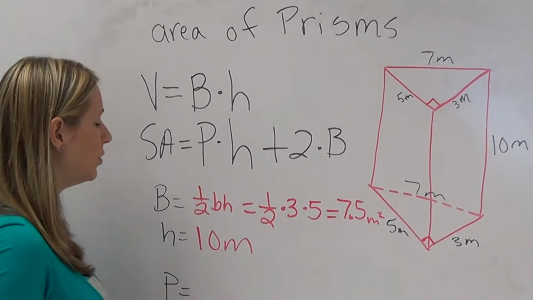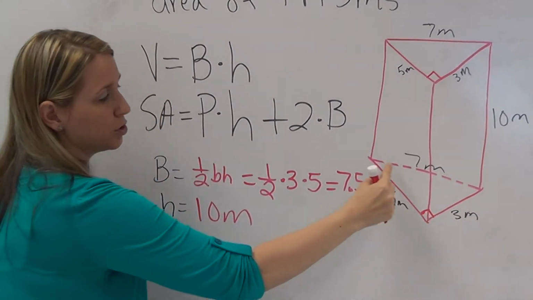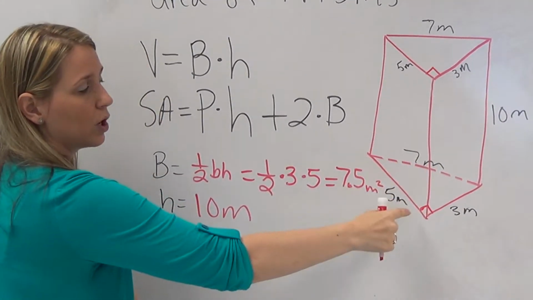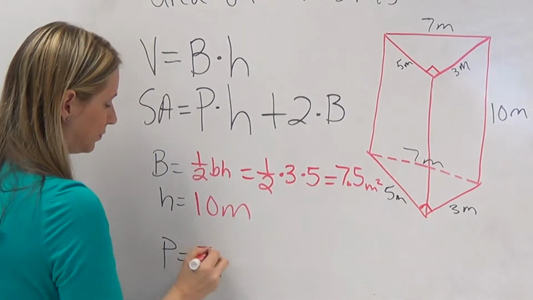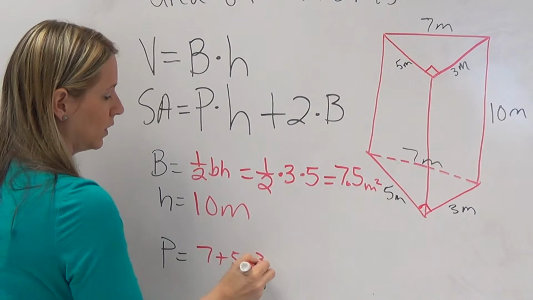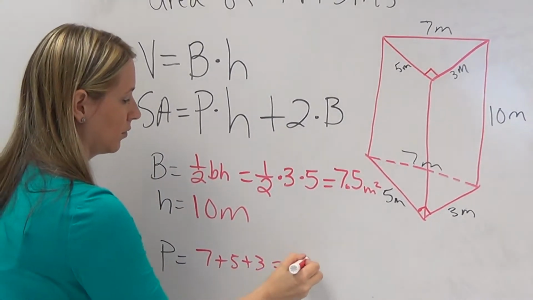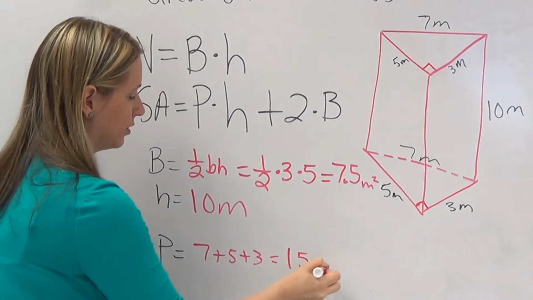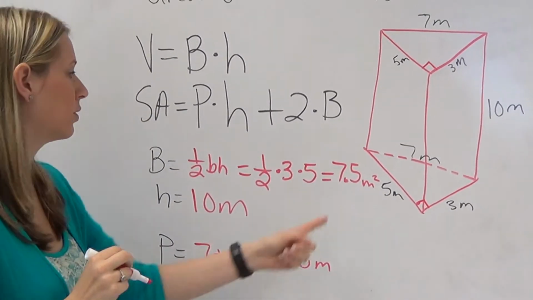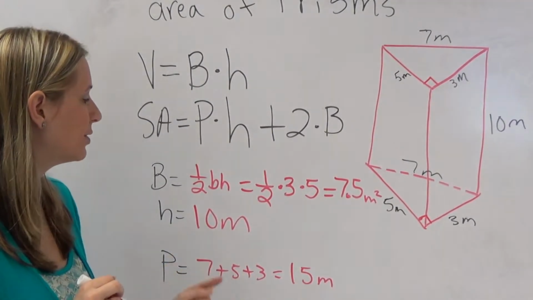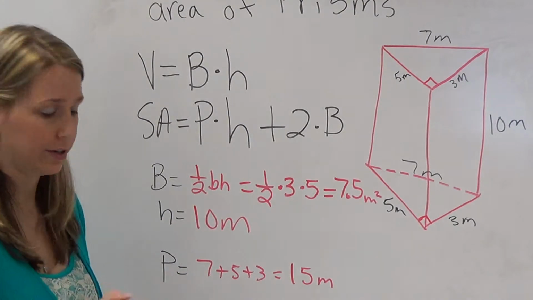Okay? And then we need the perimeter of the base. The perimeter of the base is the triangle. To find the perimeter of a triangle, you just add all three sides. 7 plus 5 plus 3 will give you 15. 15 meters. And there you have your area of the base, your height of the prism, and your perimeter of the base. Now you can find your volume and your surface area.